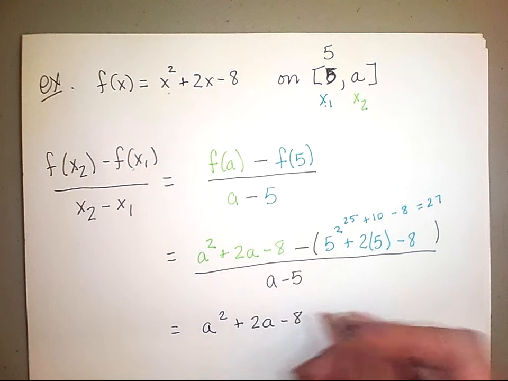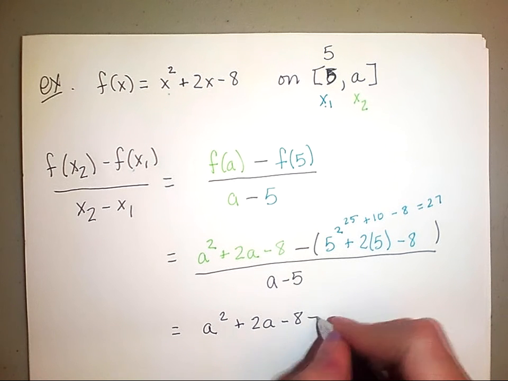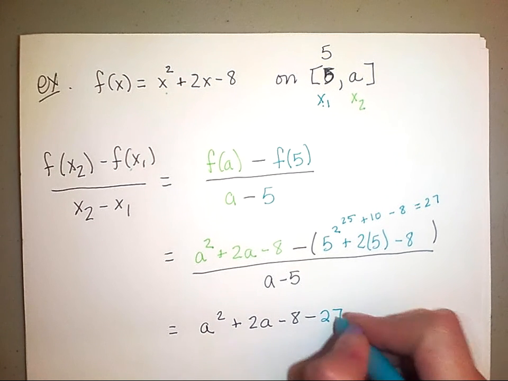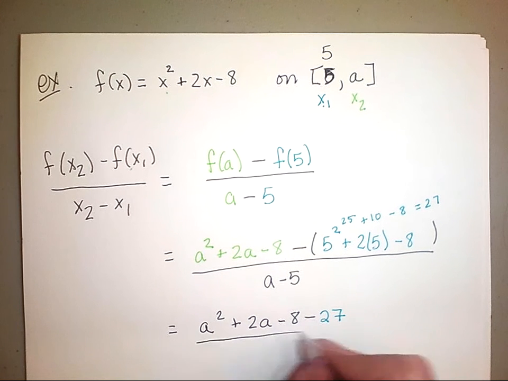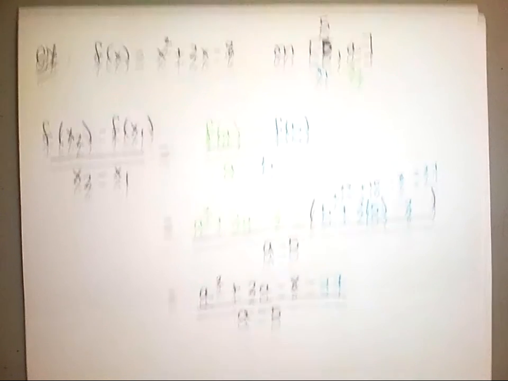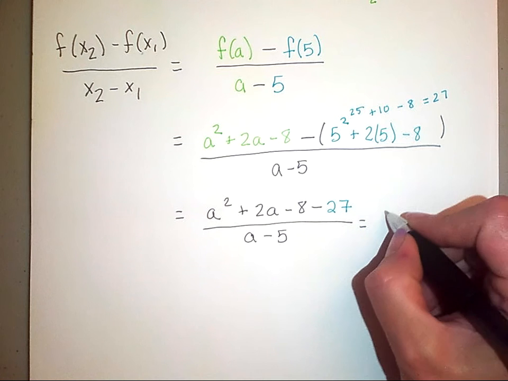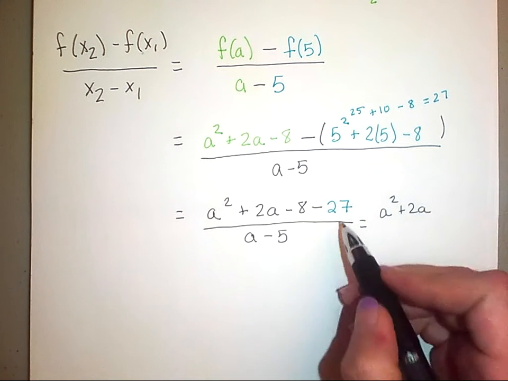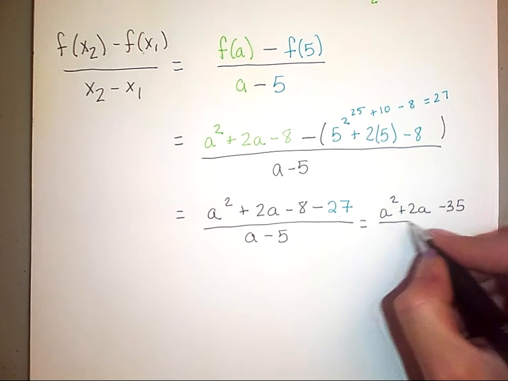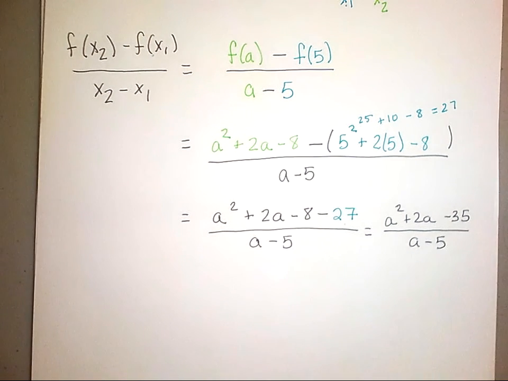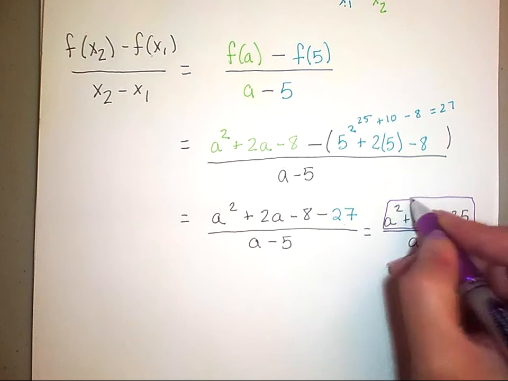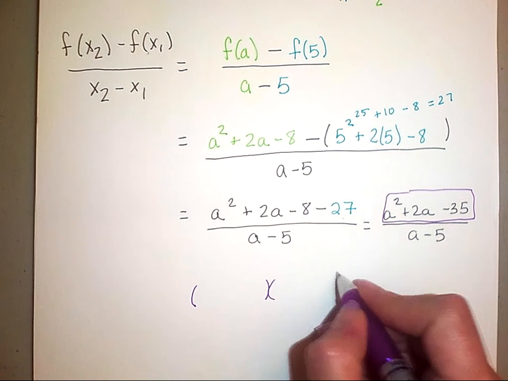Okay, so let's evaluate this. This is 25 plus 10 minus 8. 10 minus 8 is 2. 25 plus 2 is 27. Okay. So just copying now, we have a squared plus 2a minus 8. And now I have to subtract that 27 over a minus 5. This is a squared plus 2a minus 35 over a minus 5.